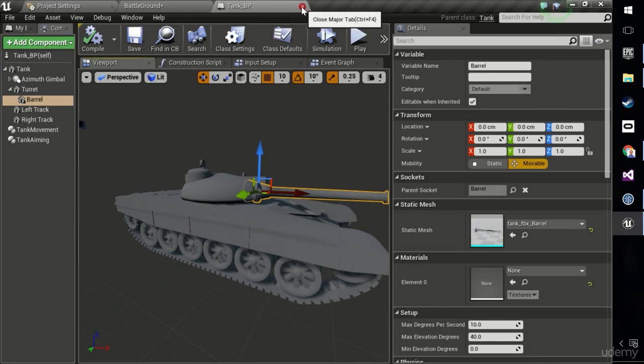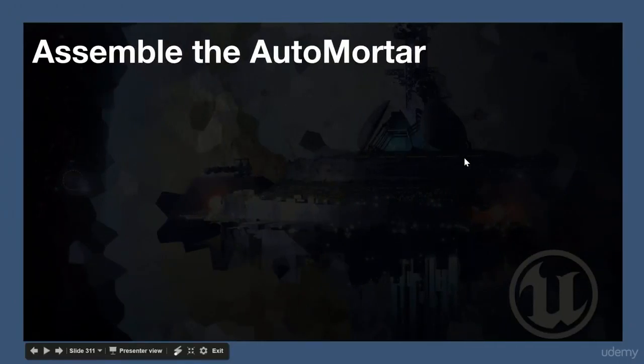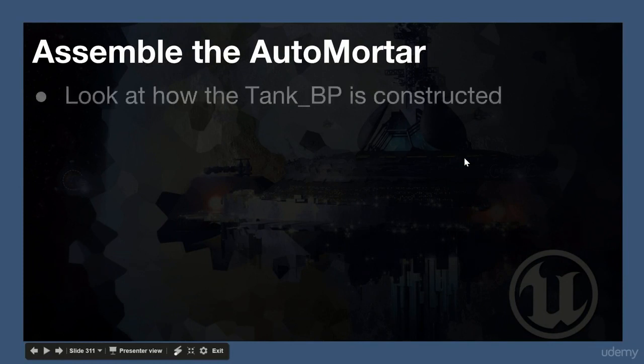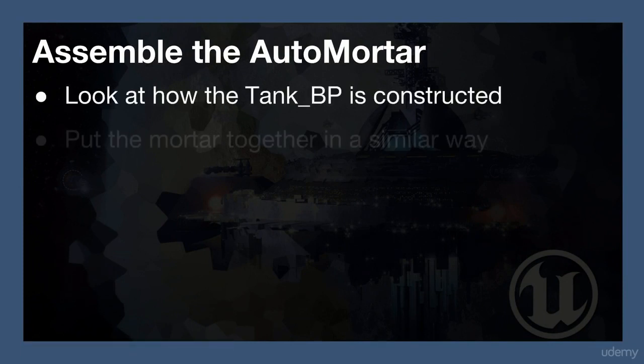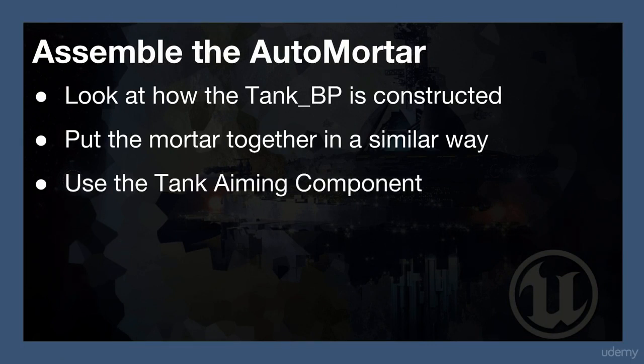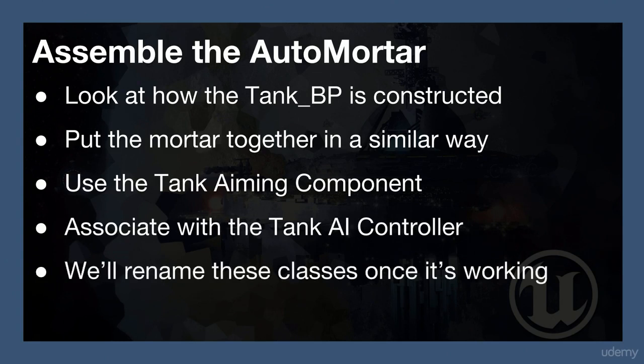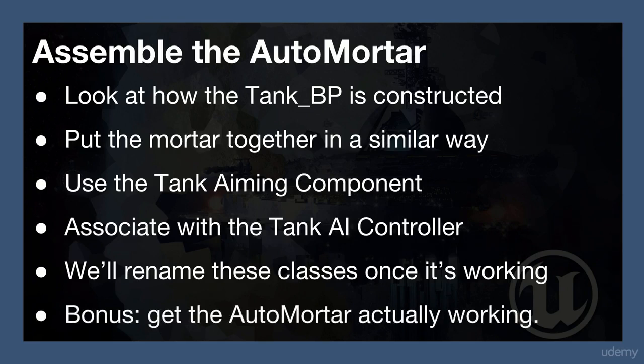So, great integration challenge for you coming up. You're going to use all of the knowledge that you've used so far, almost, and assemble the AutoMortar. So look at how the tank blueprint's constructed. Put the mortar together in a very similar way. Use the tank aiming component, associate it with the tank AI controller. Don't worry, we'll rename these classes that no longer make sense a little bit later, make them more generic, but let's prove they're reusable first. And as a bonus, get the AutoMortar actually working.